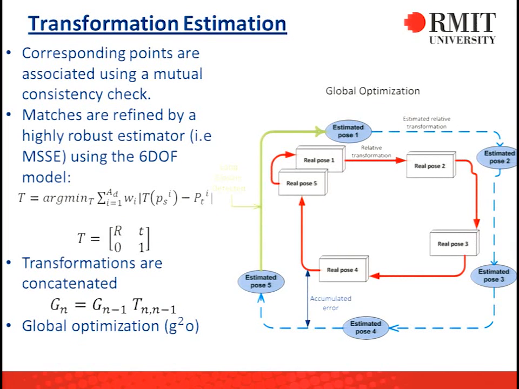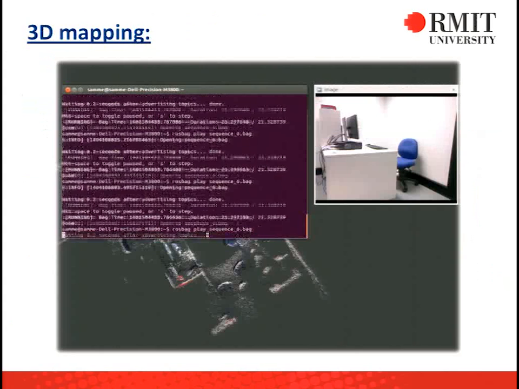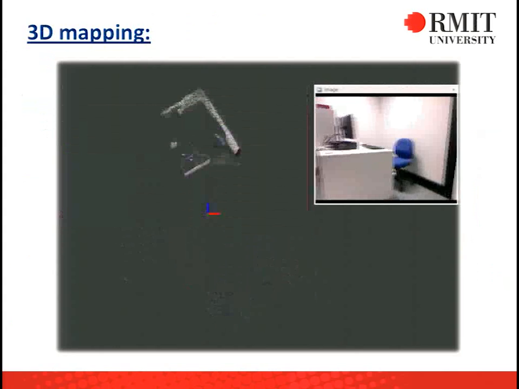And finally, we use a global optimization step in order to accommodate for the accumulated drift or error that was caused by the previous method. Every time a loop closure is detected, additional constraints are added to the pose graph and the graph is re-optimized. Here we show the results of the 3D mapping.